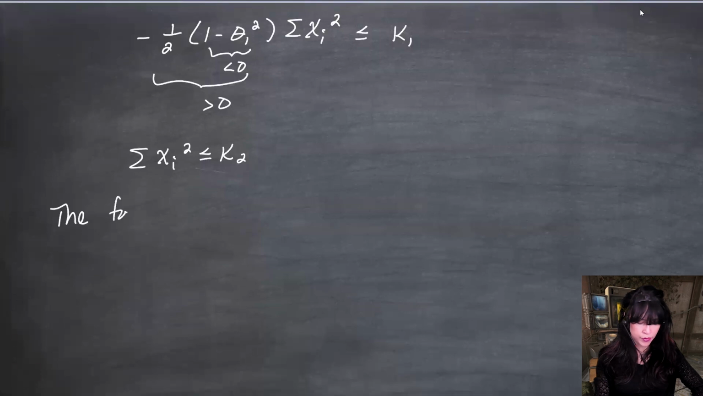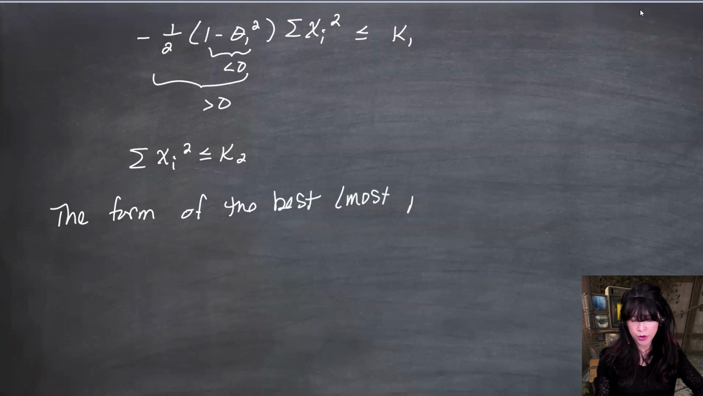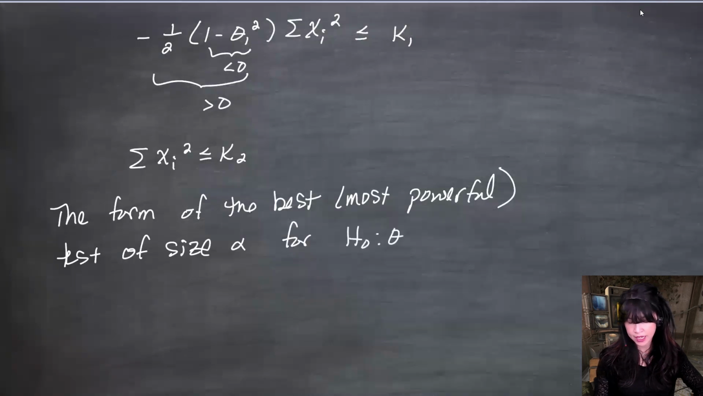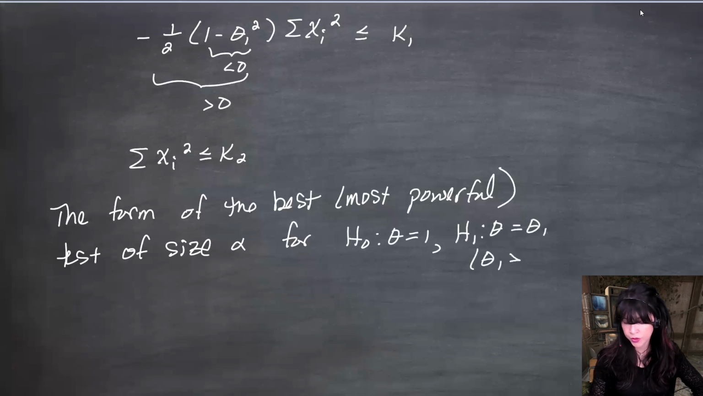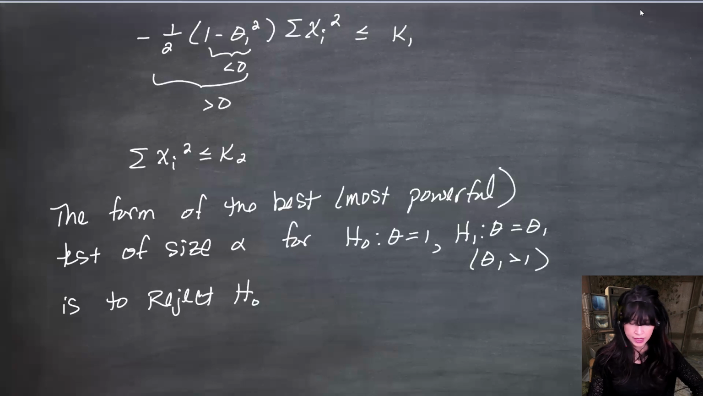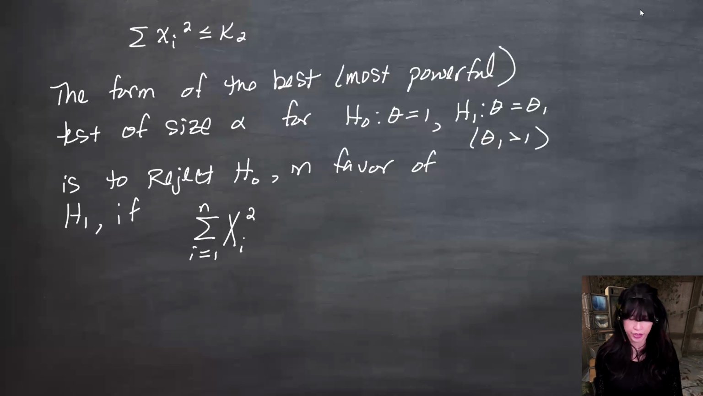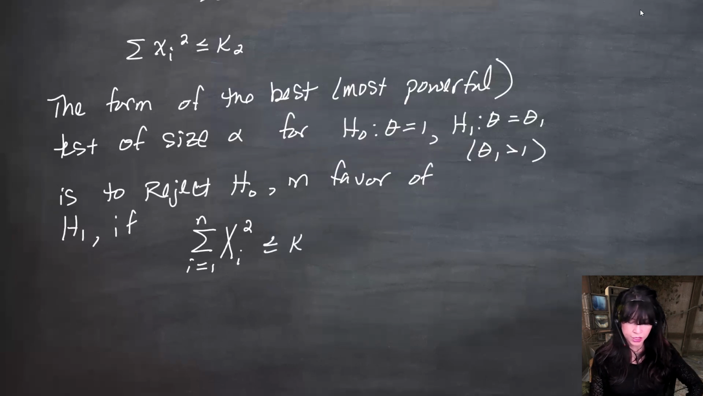So the form of the best or most powerful test of size alpha, or level of significance, for the null hypothesis that theta equals 1 versus the alternative that theta equals some theta 1, where theta 1 is known to us and greater than 1, is to reject the null hypothesis in favor of the alternative if the sum as i goes from 1 to n of the capital Xi, here we're making a statement involving randomness, and someone's going to go take the sample and eventually have numbers here, is less than or equal to k2.